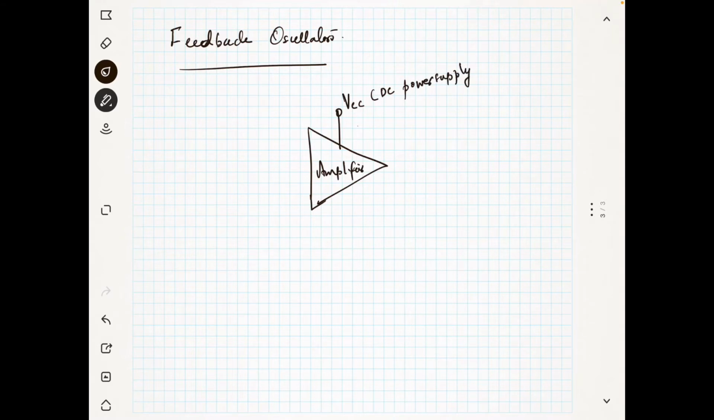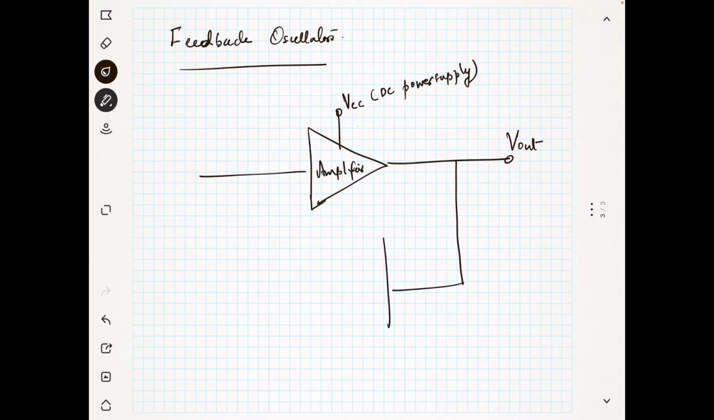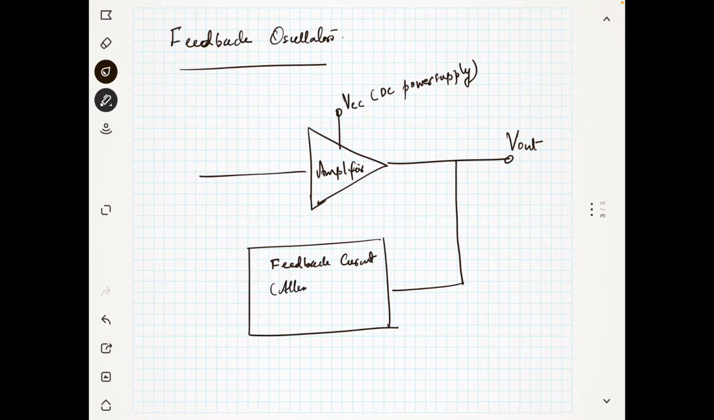Okay, and we have the output here, we have the input here. But we have no other input except we will take some part of the output and pass it through a special kind of network, and that is the feedback circuit, with some attenuation.